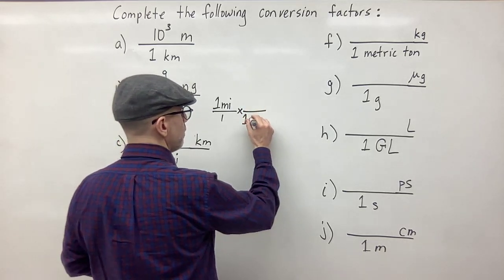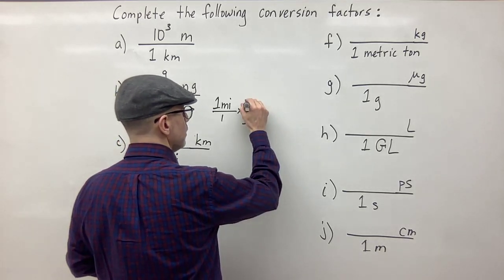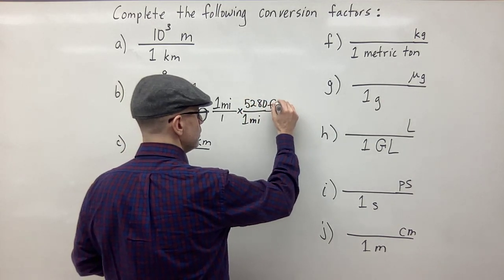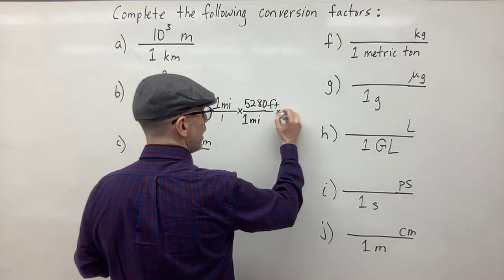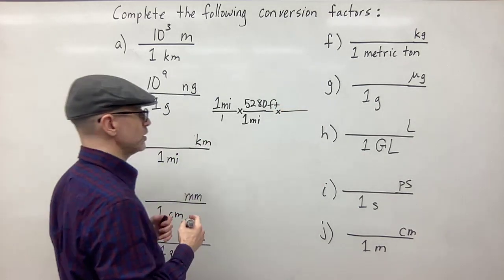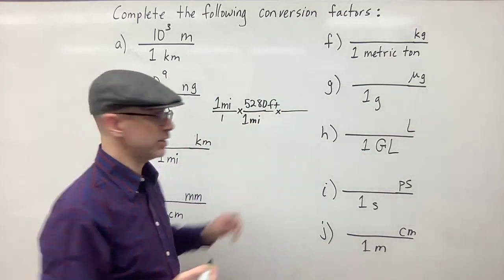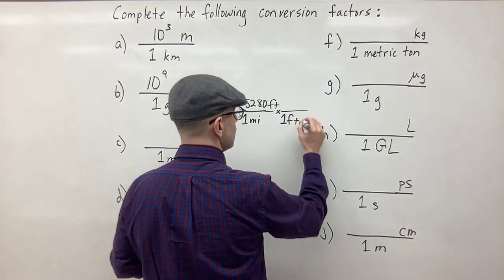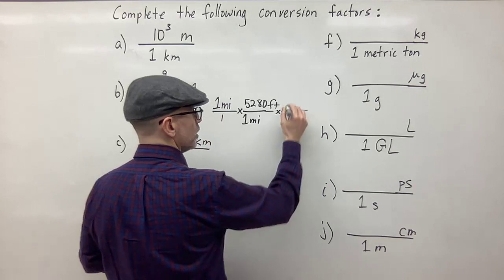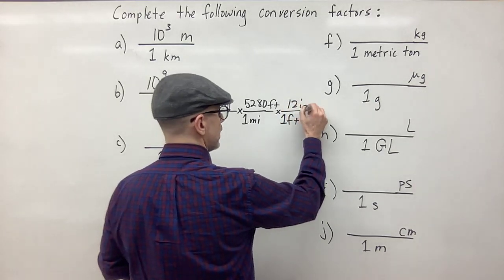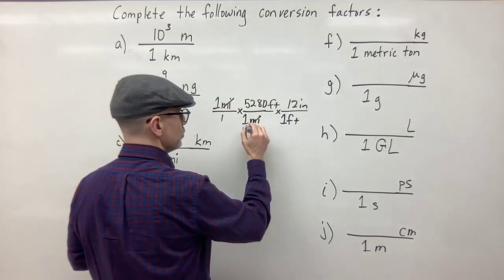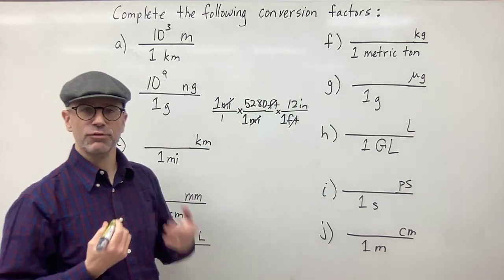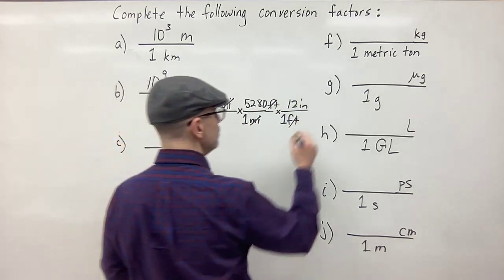So I put 1 mile on the bottom, 5,280 feet on top. And then what I can do is I can convert feet to inches, right? So 1 foot on the bottom, 12 inches on top. So miles cancels out, feet cancels out. Now I have inches. I can convert inches to centimeters.